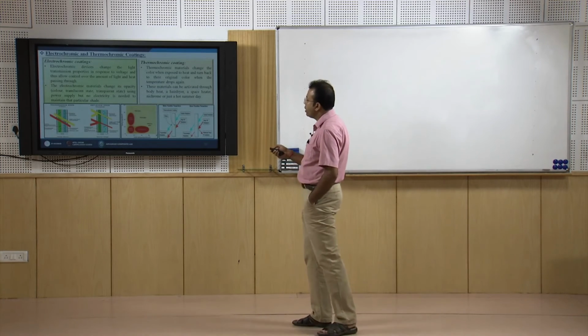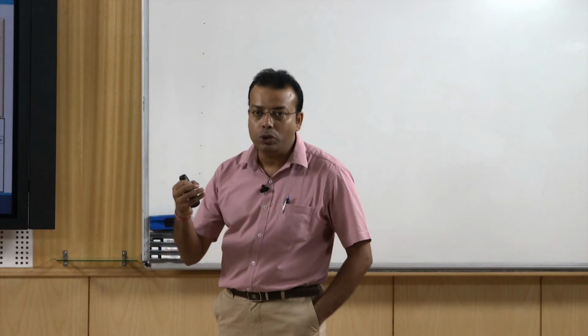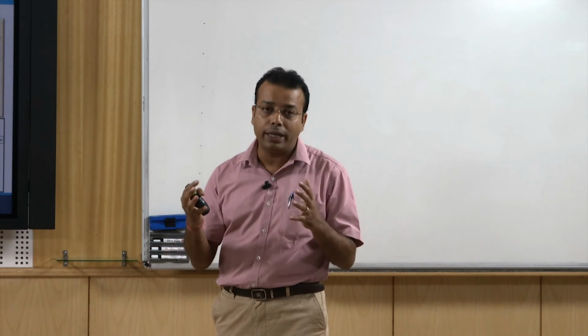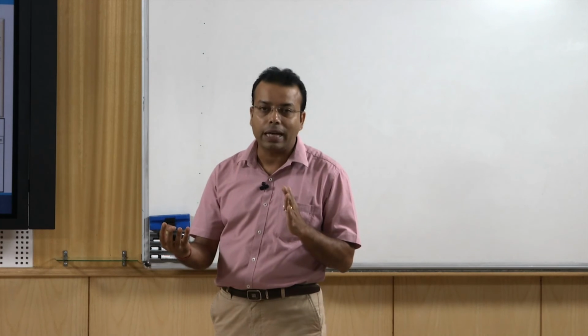So, electrochromic coatings are generally where we apply some kind of voltage, so that light and heat can pass through, or when we apply that voltage, the light or heat will be reflected by this kind of material.